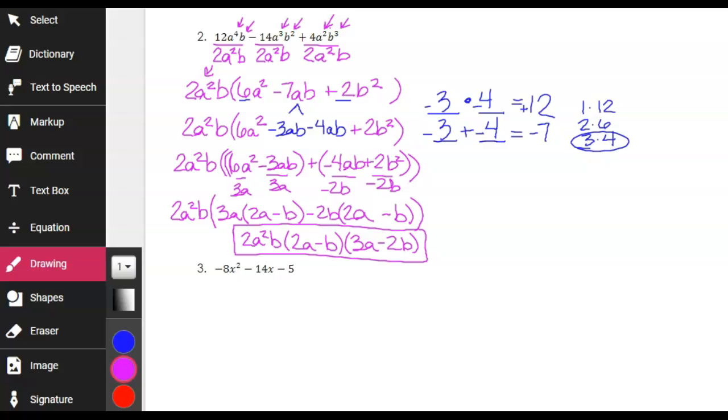Number 2, the first group, you can take out 3a. The second group, you can take out negative 2b. What remains in both cases is 2a minus b, here and here, which becomes one of your factors. The original GCF still sits out in the front, and the GCFs of the 2 smaller groups, 3a and minus 2b, make up that second factor.